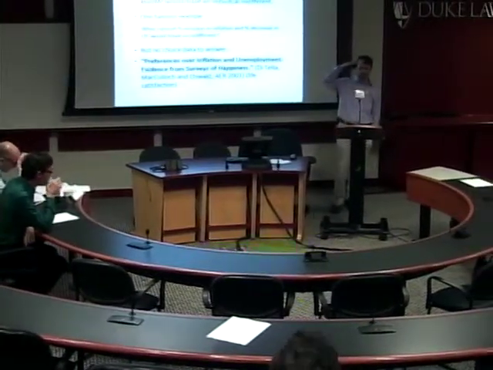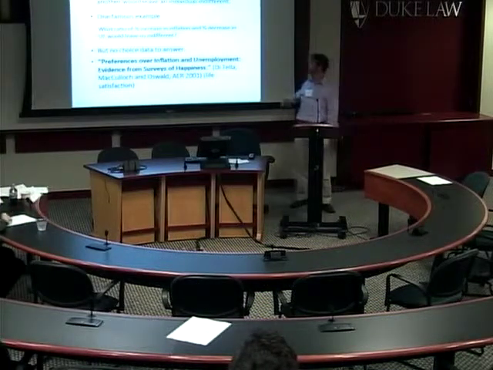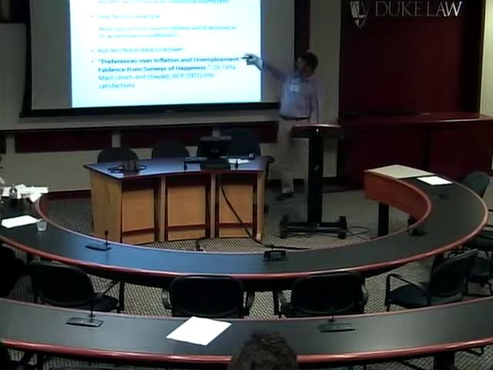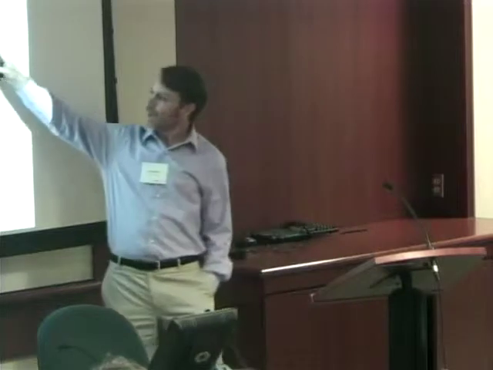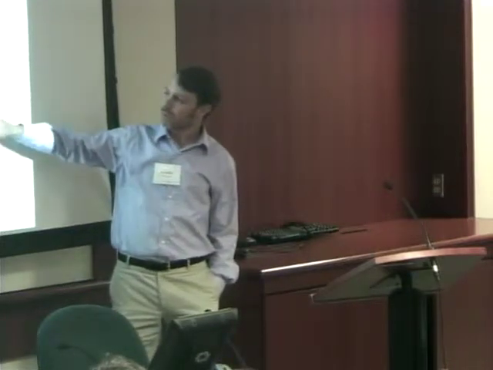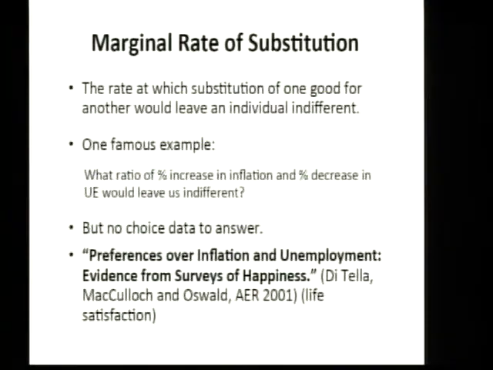We can keep increasing inflation, maybe a 3 or 4% increase of inflation. It's equivalent to a 1% decrease in unemployment. That would be the marginal rate of substitution between inflation and unemployment. It would be 4-1 or 3-1 or whatever. Why did I pick this example? One of many papers, this one by serious people and very well published, where happiness data is used to estimate MRS, marginal rate of substitution.